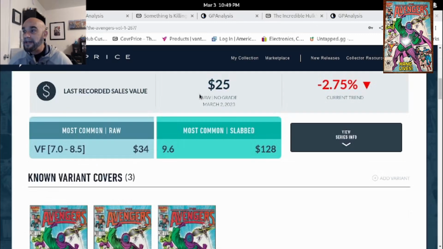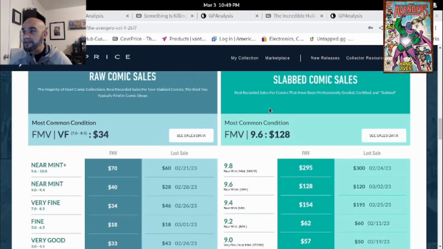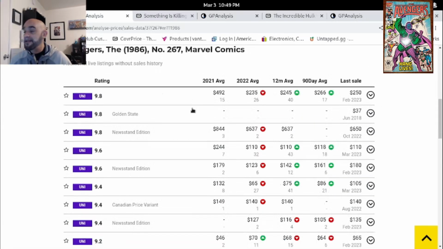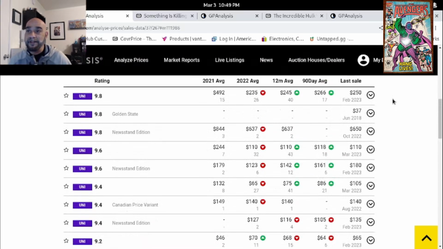We can get high-grade raw copies of this book running for right around $70. For a potential 9.8 candidate, you'd be looking right around $95 to $100. And as we can see, the GPA on this particular book, it's quite affordable. As you can see, 9.8s are trending up at $266, and they're all trending up. Reason being, post-credit scene just dropped.